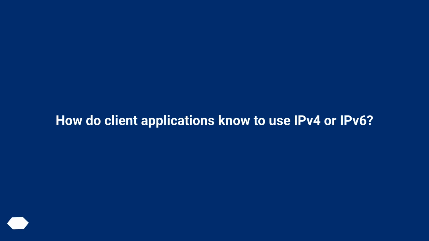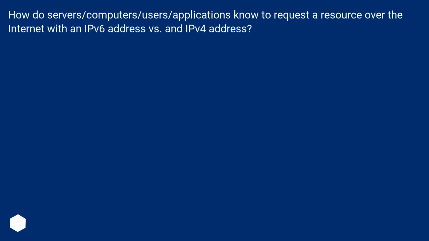How do client applications know to use IPv4 or IPv6? How do servers, computers, users, and applications know to request a resource over the internet with an IPv6 address versus an IPv4 address?